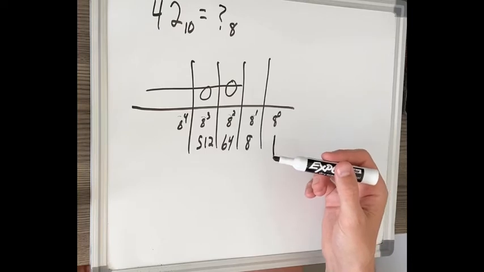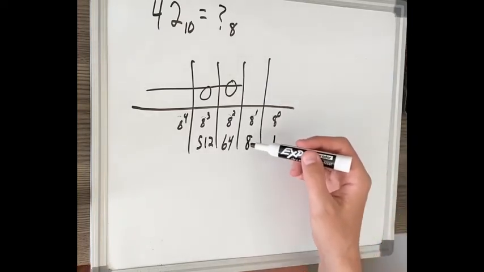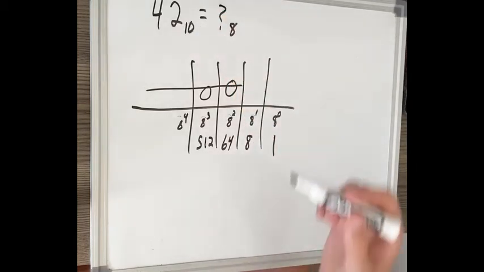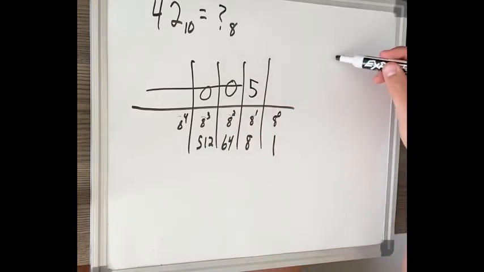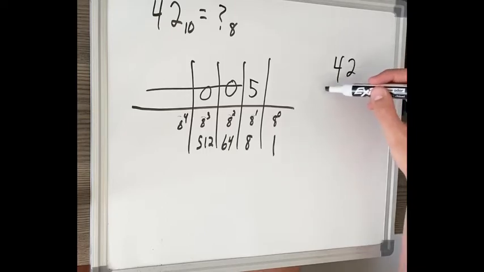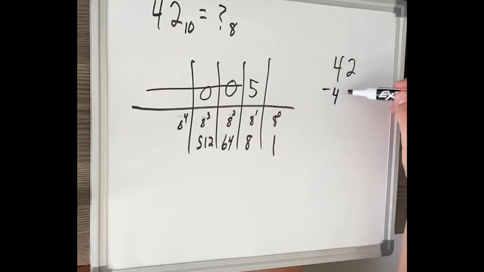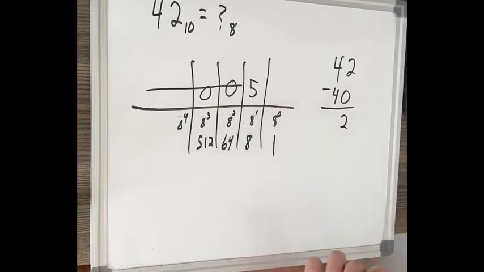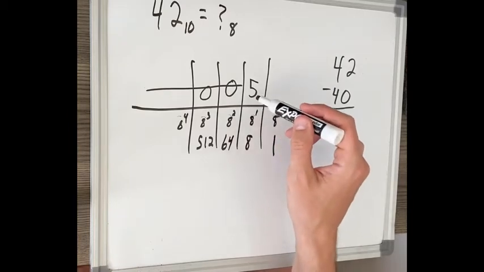But now I don't just put a 1 here like we did in binary. Now I have to determine how many. How many 8s do I have in 42? I have 5, right? So just like before, I'll take my starting number and subtract. 8 times 5 is 40. Doing the subtraction, I'm left with 2. So that's really the biggest difference here. You can't just put a blanket 1. This number will never be bigger than 7.